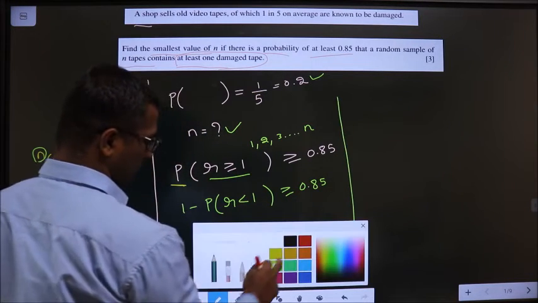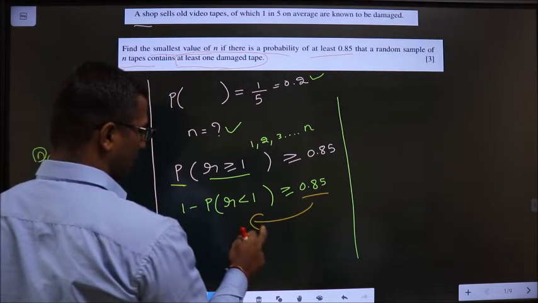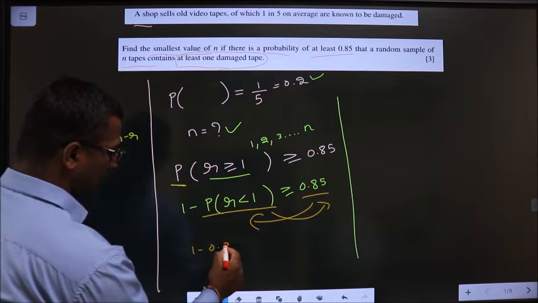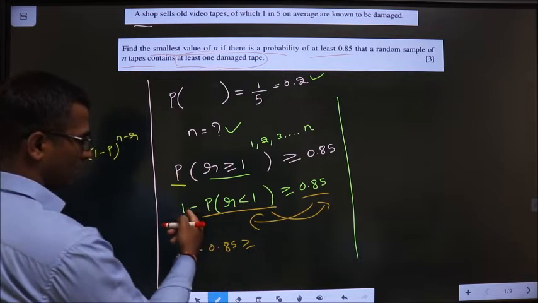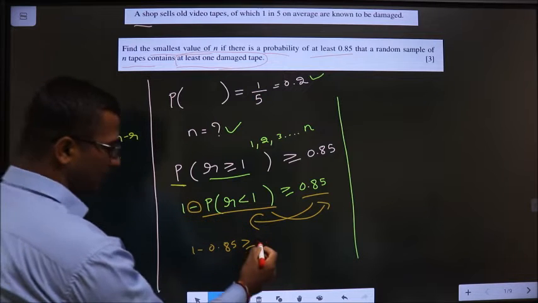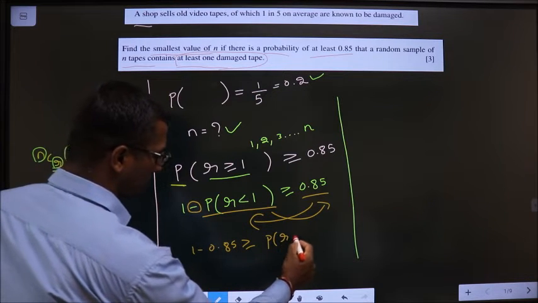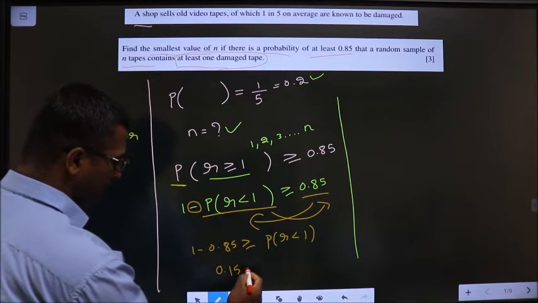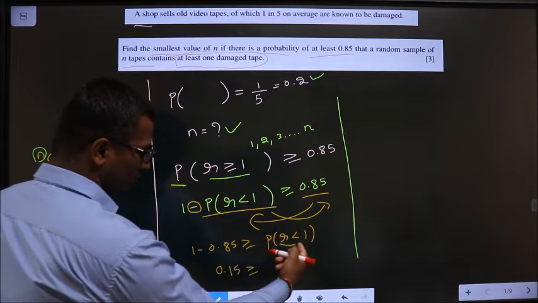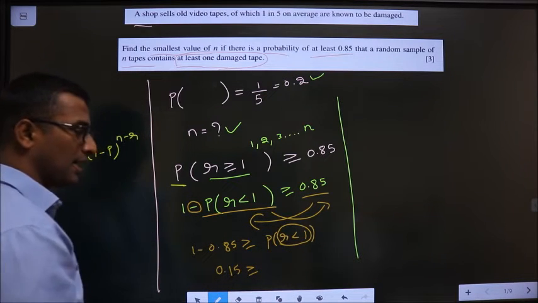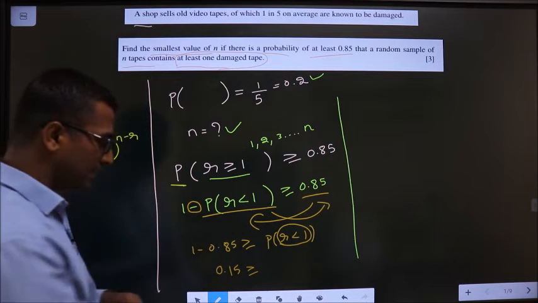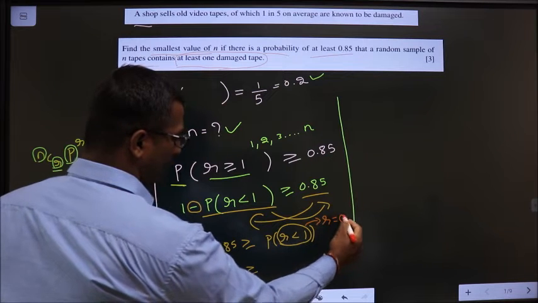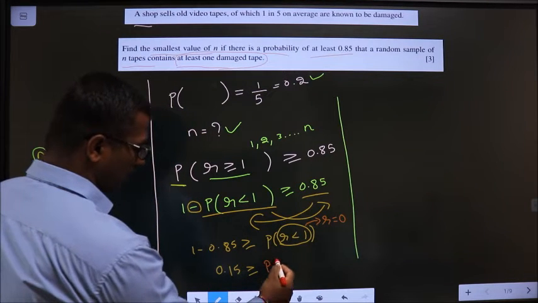Now, all the numbers one side and this I shifted to the other side. So I get 1 minus 0.85 greater than or equal to. Here it is negative, when it shifts it becomes positive. So now 1 minus 0.85 is 0.15 greater than or equal to. Now decide how many values r will take. r less than 1 means only one value r can take, that is 0. So this will become P of 0.